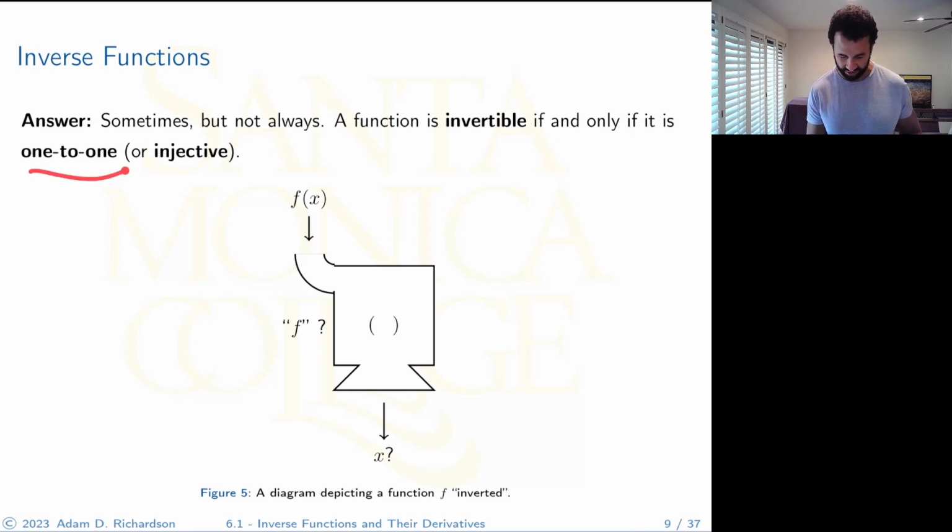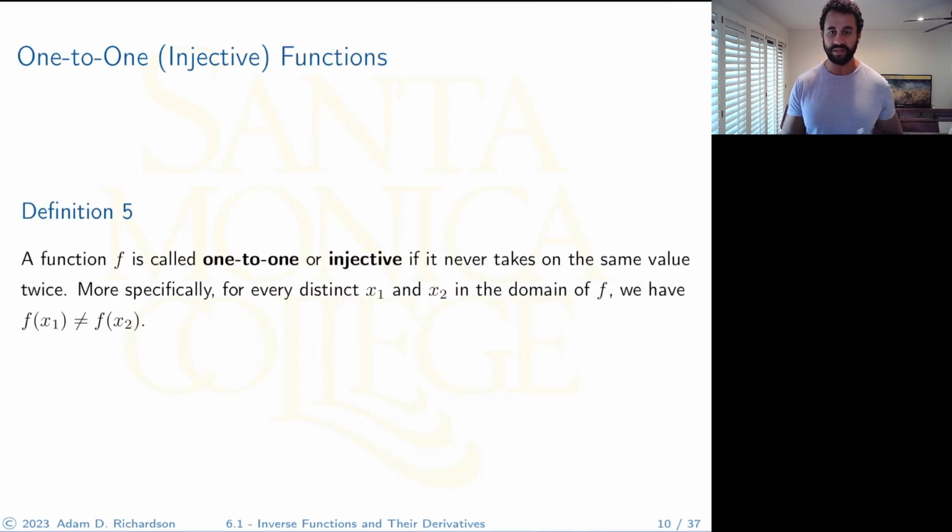So that function has to have certain properties in order to be invertible. And that's where this definition comes in. A function is invertible if and only if it is one-to-one, or injective is another word for it. So let's see what that means. A function is called one-to-one or injective if it never takes on the same value twice. That's what it means to be one-to-one. That means that your function will not output the same value twice. So for every two distinct points in the domain, no matter what, the outputs will never be equal. That's what it means to be one-to-one.